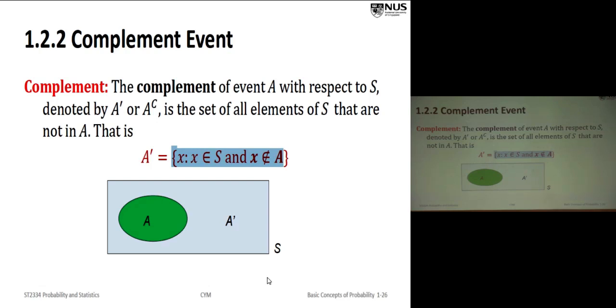Okay, so this is a nice plot. Here S, this whole shaded blue region, this rectangle. This is my set A, which is supposed to be in green. It's this oval. So the complement of A is this region which lies outside of the circle and of course lies within S. And that's basically what they are.